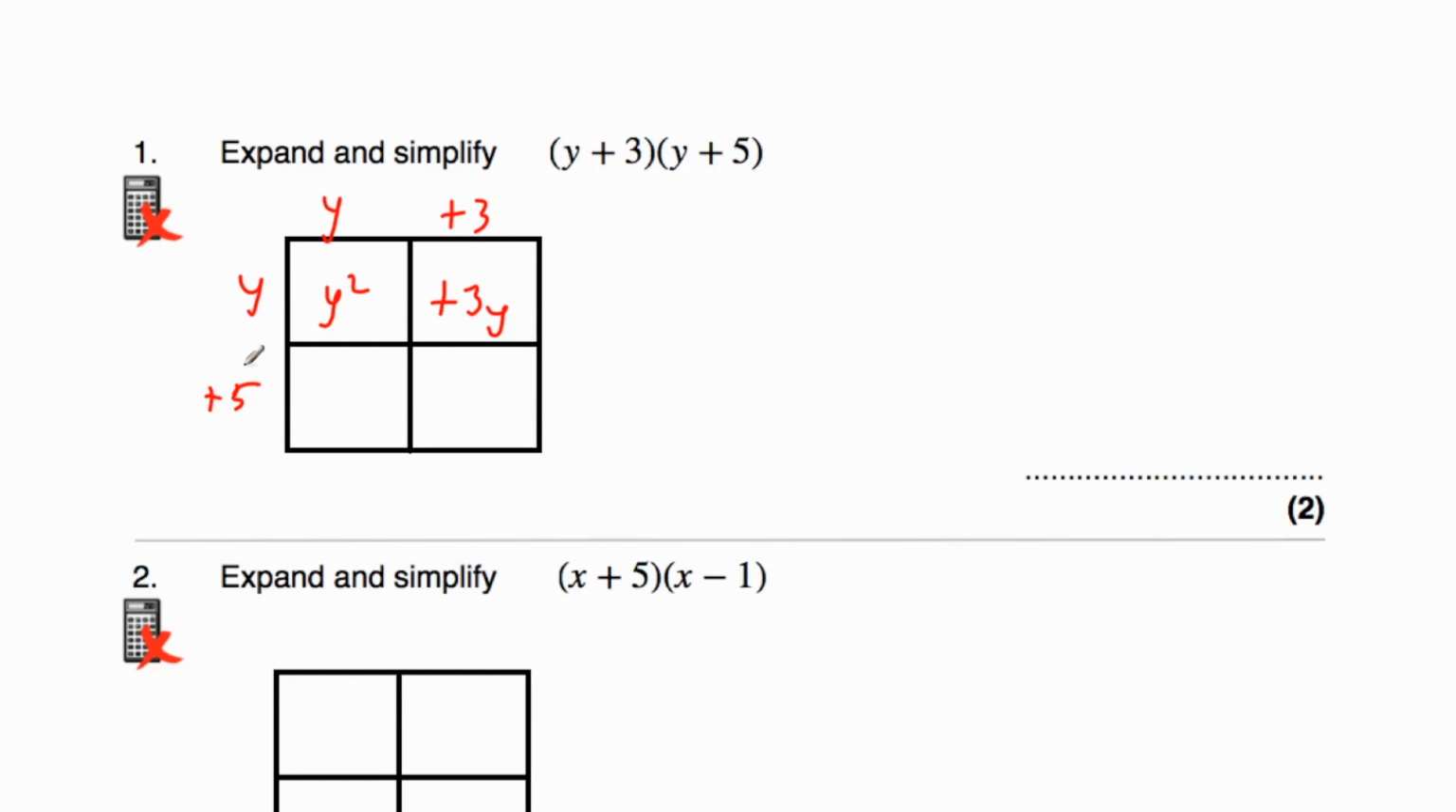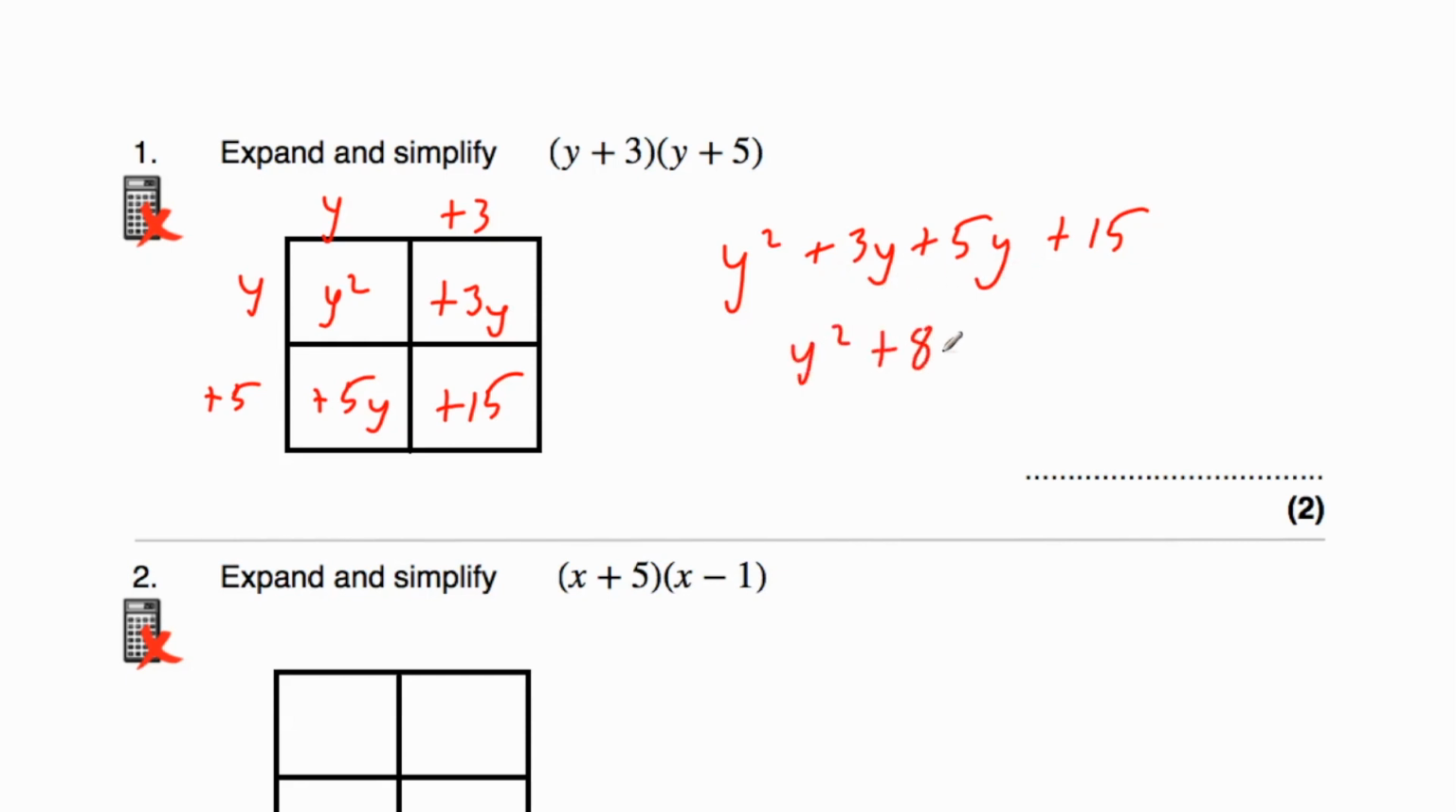Then we've got y times 5. So y times 5 would be positive 5, or plus 5y. And then finally, we've got positive 5 times positive 3, which would be positive 15, so plus 15. Now we just write out our answer. So we've got y squared in that box, plus 3y, plus 5y, plus 15. And then we look for any like terms. So we've got 3y and 5y. Well, 3y plus 5y is 8y. So the answer would be y squared plus 8y plus 15. And that's it.